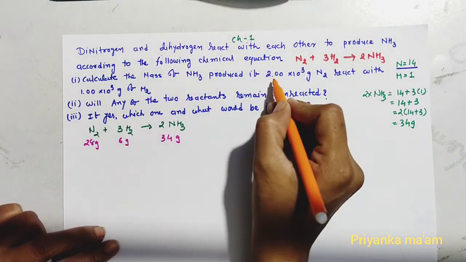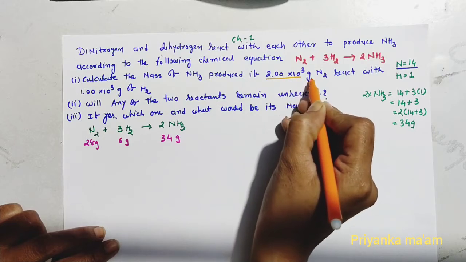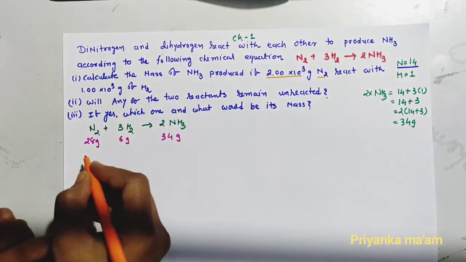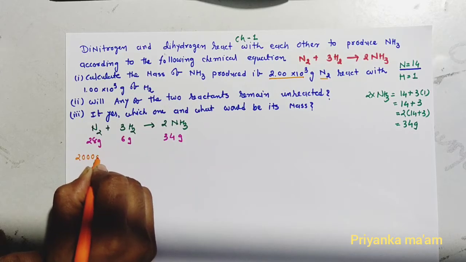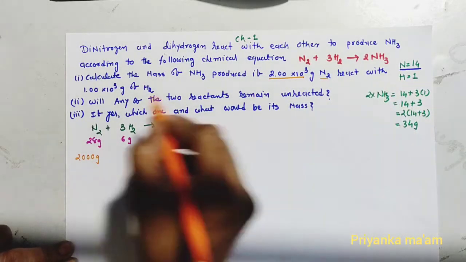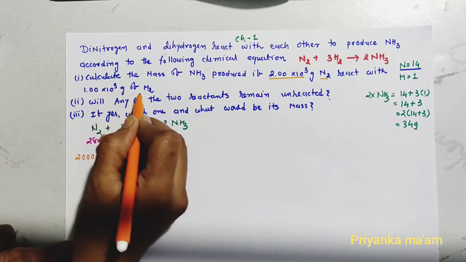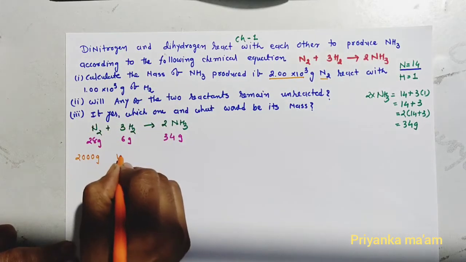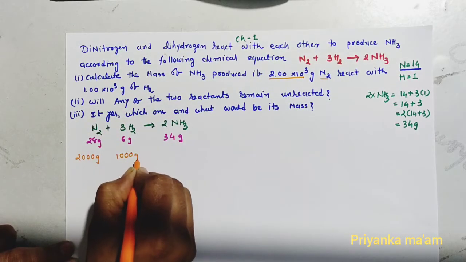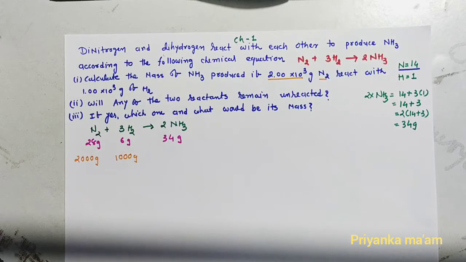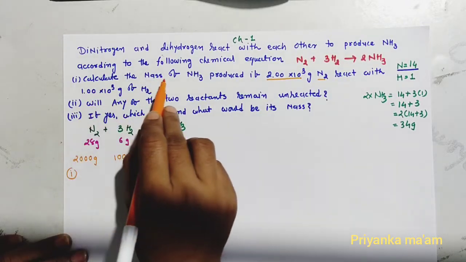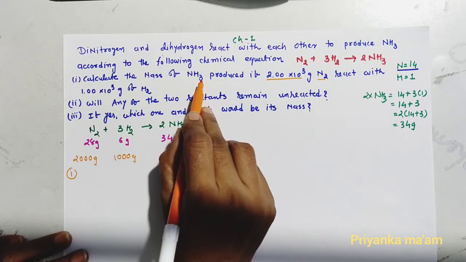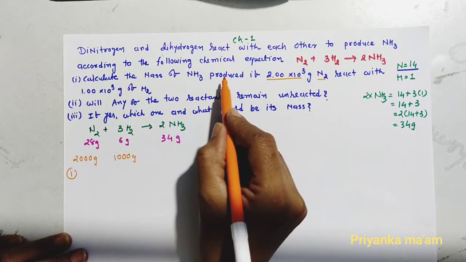But in this case, 2 × 10^3 gram N2. So, we can write it like this: 2000 gram. 1 × 10^3 gram H2 means 1000 gram of H2, okay? So, the first question is to calculate the mass of ammonia. So, we have to calculate the ammonia mass.